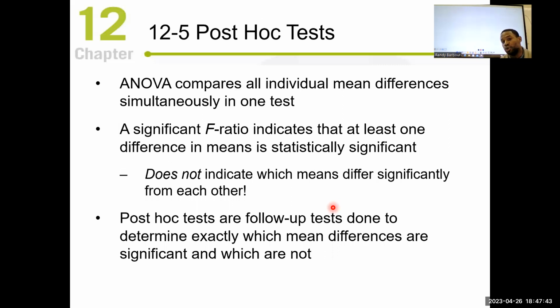One thing that we also do for analysis of variance, right? When we compare those individual mean differences simultaneously in one test, we don't get to see which differences are significant. We do know that there are some significant differences, but we don't know where those differences are. So with the post hoc test, once we get a significant difference, we use our post hoc test to determine between which means they are significantly different.